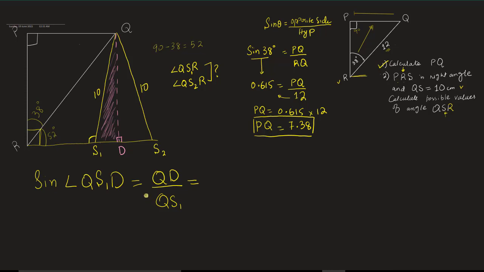See, for QD, we have RQ as well. So if I say this is the angle 52, and opposite of this angle, let's make another triangle here.